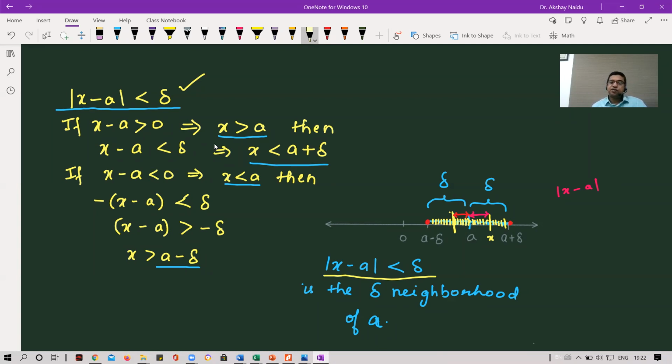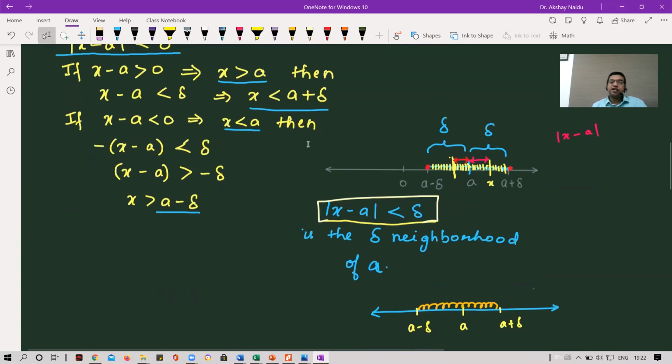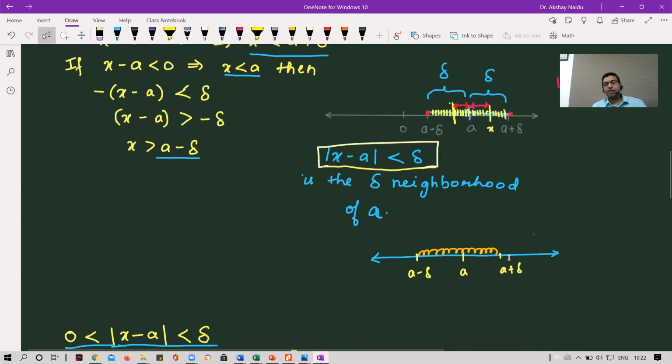So this x minus A less than delta is called the neighborhood of A. As you know, delta is small, or we call this the delta neighborhood of A. This region is called the delta neighborhood of A. That means it is the set of all values from A minus delta to A plus delta.